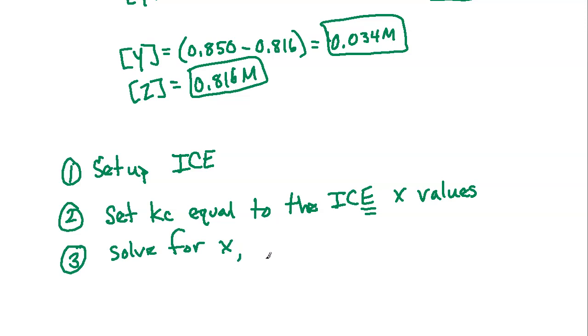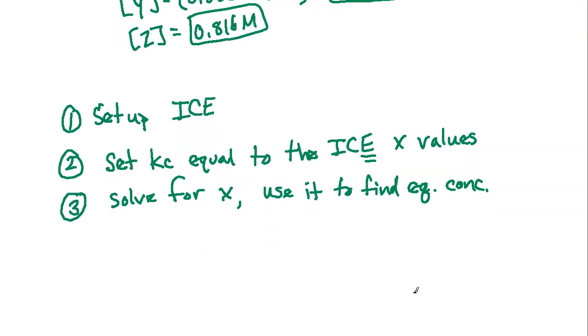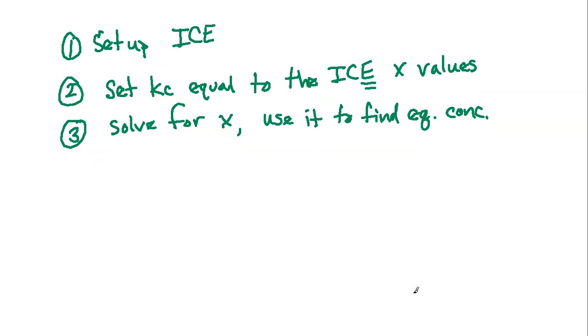And then obviously the last step, once we get there, we need to solve for x. And don't forget, once we solve for x, we then need to use it to find, I'm just going to abbreviate here, equilibrium concentrations. So remember, don't stop short at just x. When you solve for x, that is the variable of change that needs to be plugged back in to the equilibrium concentrations from your ice chart in order to actually find those values.